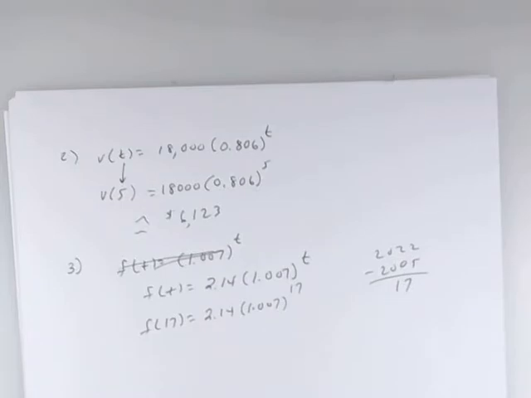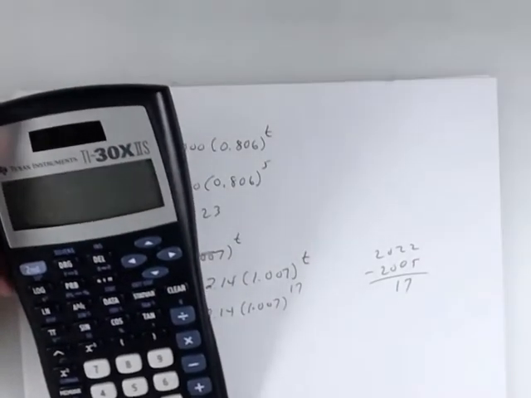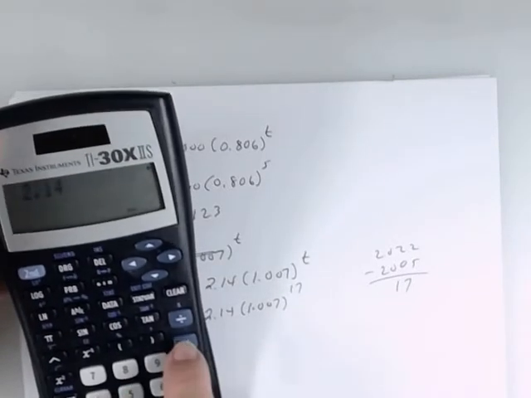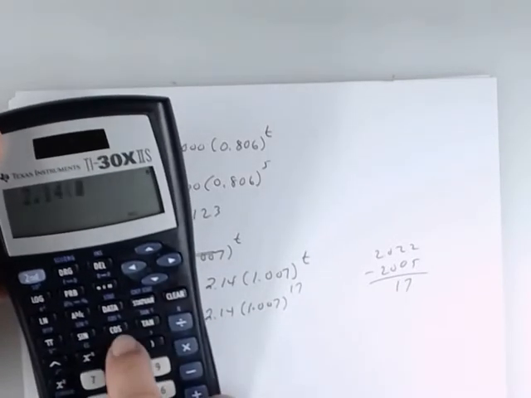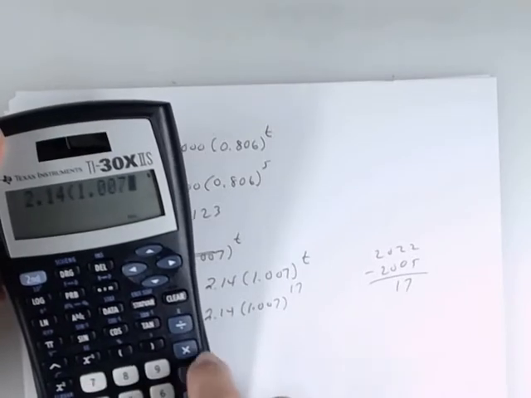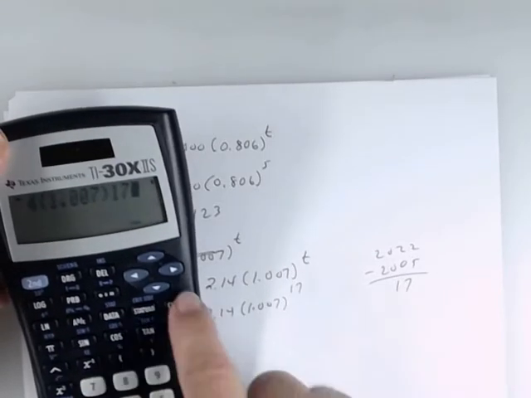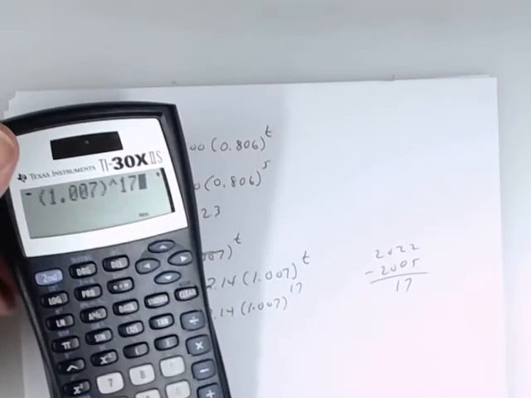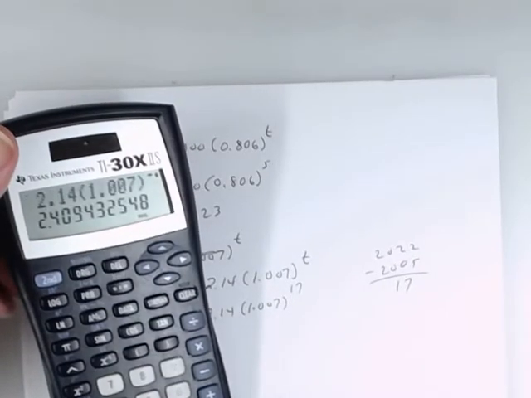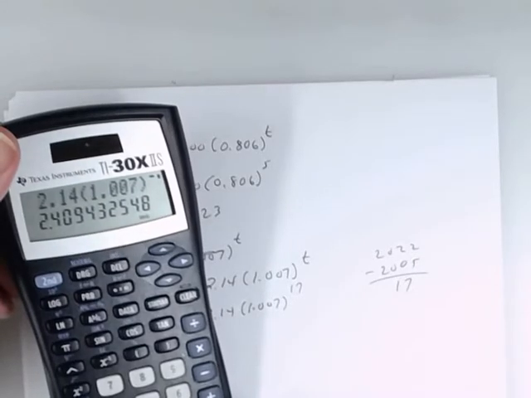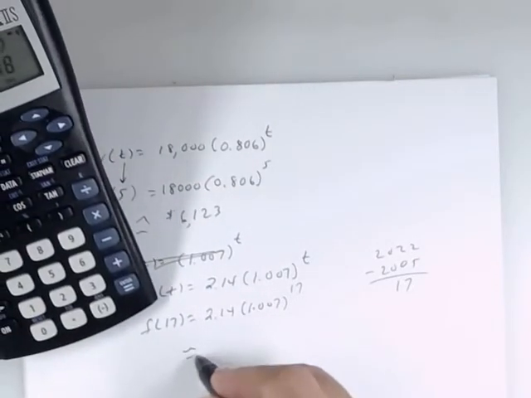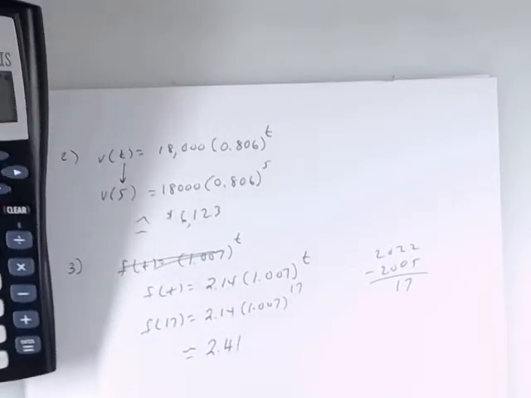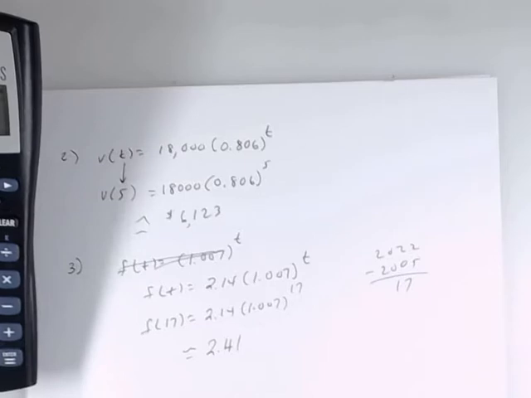All right, so let's see what we get. 2.14 times 1.007 raised to the 17th power equal, all right, so 2.41? Yeah. All right, now be careful, don't just say 2.41. That's not true, it's 2.41 million.